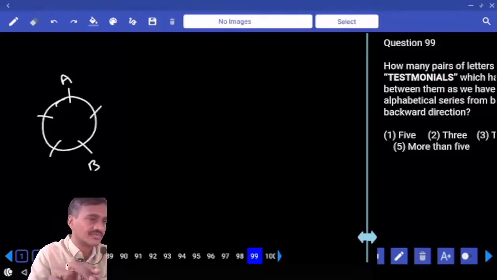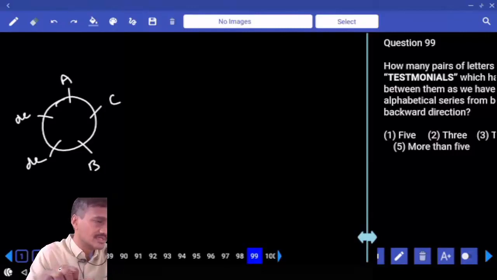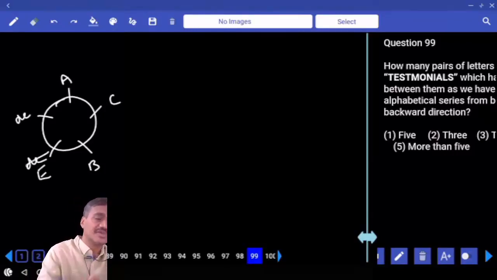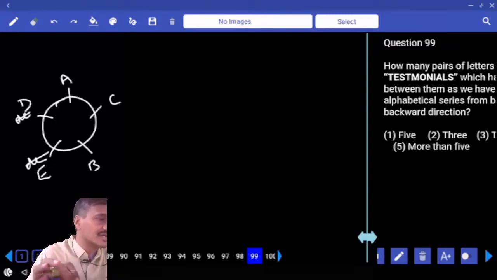A sits third to the left of B, D and E are immediate neighbors to each other, hence this person must be C. And next one, C is seated second to the right of E, E is here, obviously D will be here. Are you getting the answer or not? And who is seated second to the left of D?